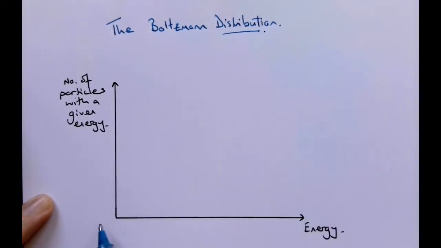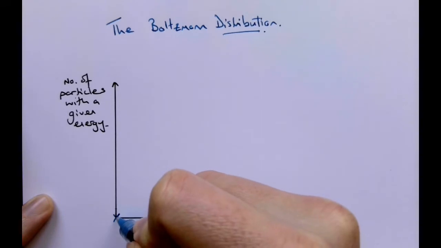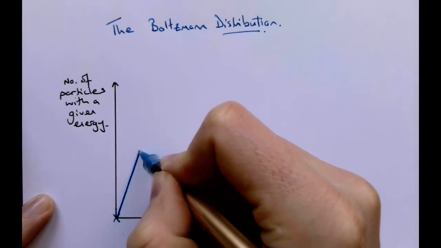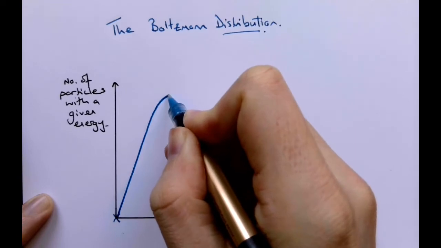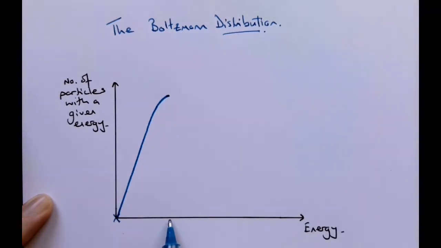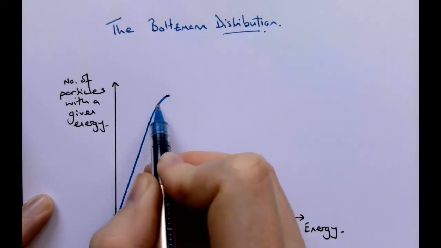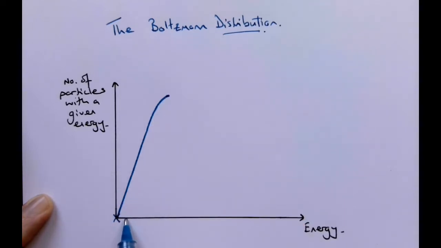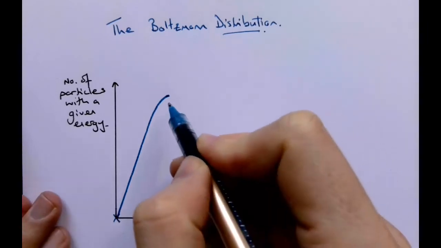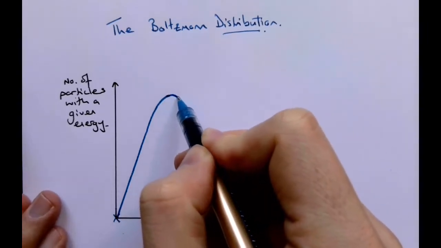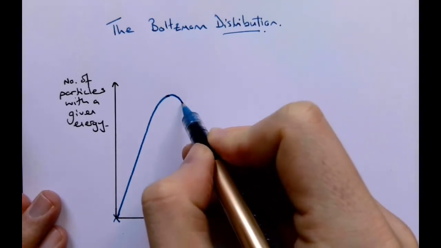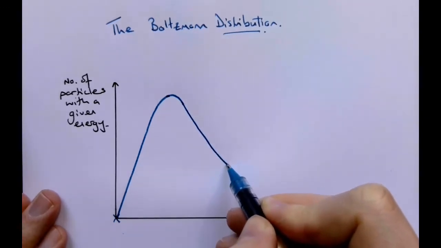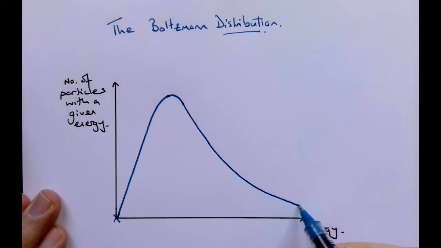So there will be no particles with no energy. Okay, that's not possible. And then as we increase the amount of energy, the number of particles with that energy will increase, up until some point. If we look at this energy here, a lot of particles have that energy. This energy down here, not many particles have that energy. And then as we increase it further, the number of particles which have really, really high energy is going to decrease as well, and then it will tail off.